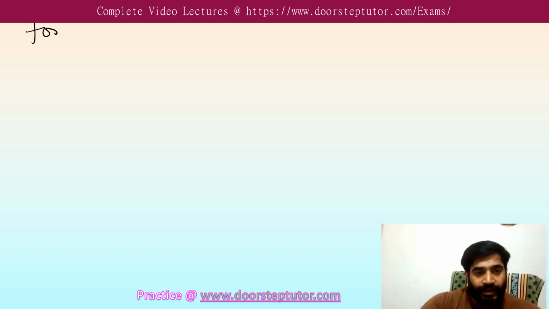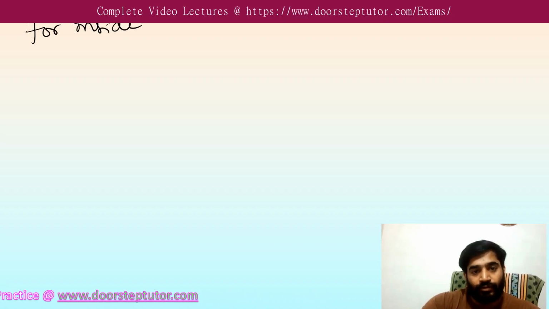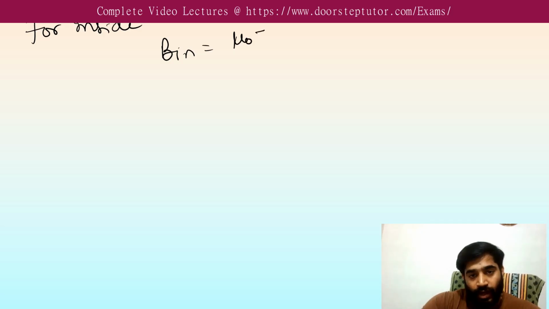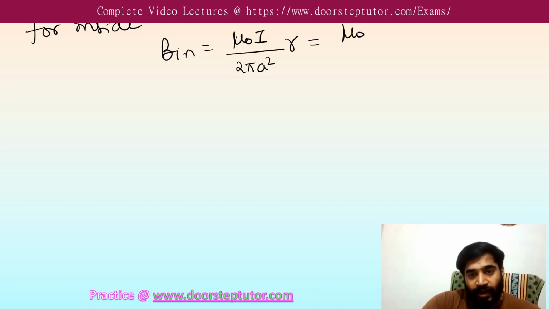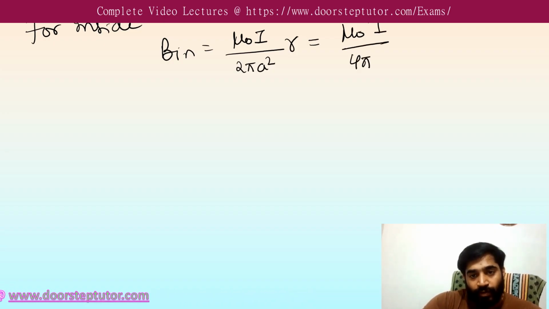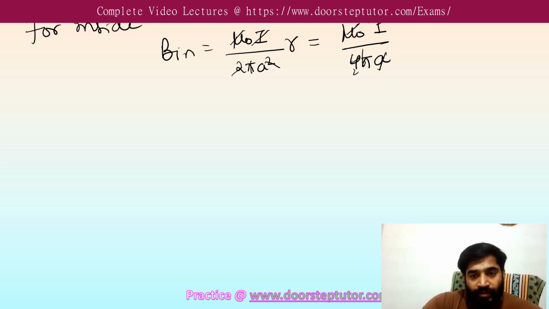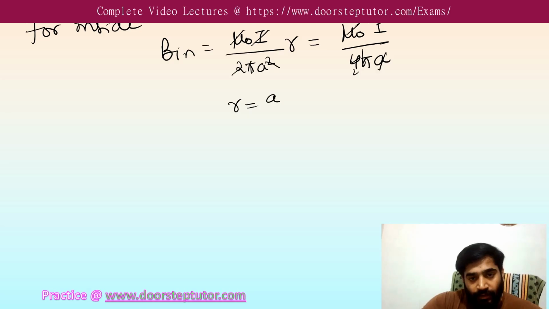So for inside, B inside is mu naught I over 2 pi A square into R, and it equals half of the maximum, that is mu naught I over 4 pi A, which we have already found. Cancelling pi, A, mu naught and I, and the 2 as well, your R will become A by 2. This is for inside.